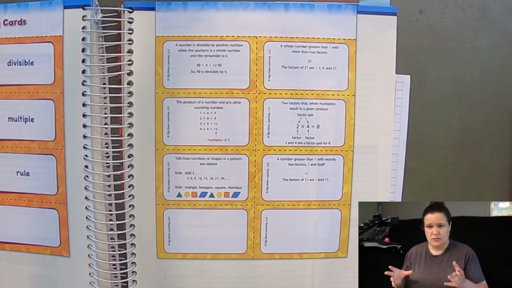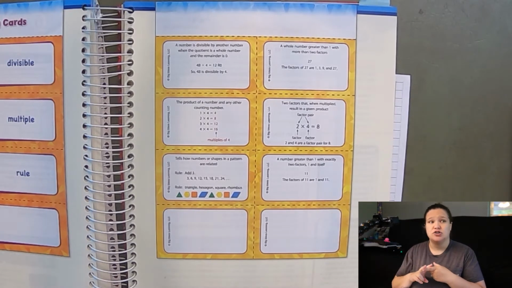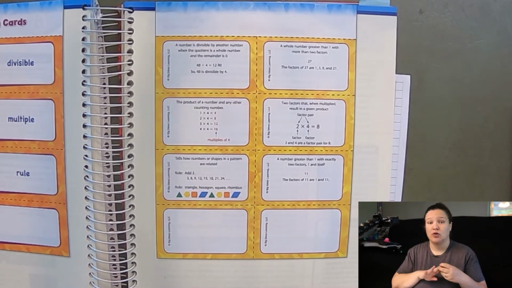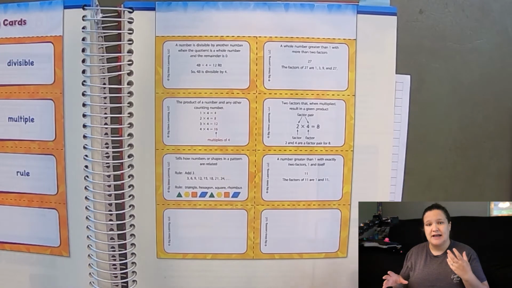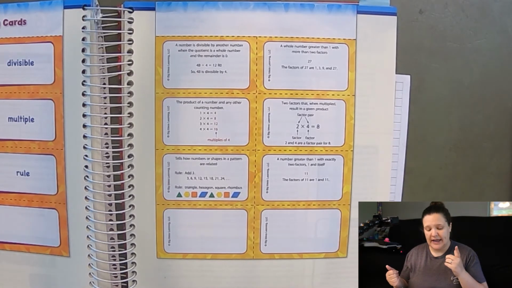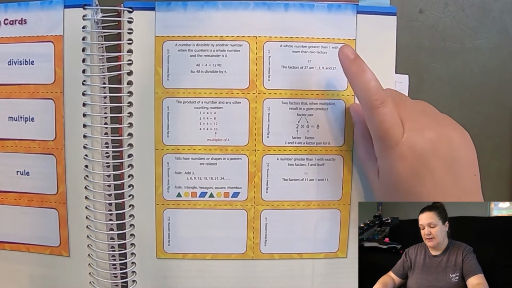So like 8, right? There's more than one way that you can get 8. You could do 1 times 8. That's 2 factors. You could also do 2 times 4. So it's got 4 factors. So it's got more than 2. So that is a composite number. A composite number is a number that you can multiply more than just 2 numbers to get it.